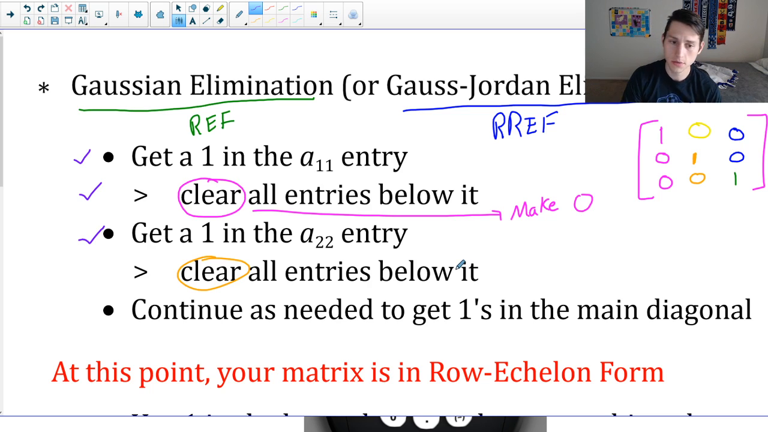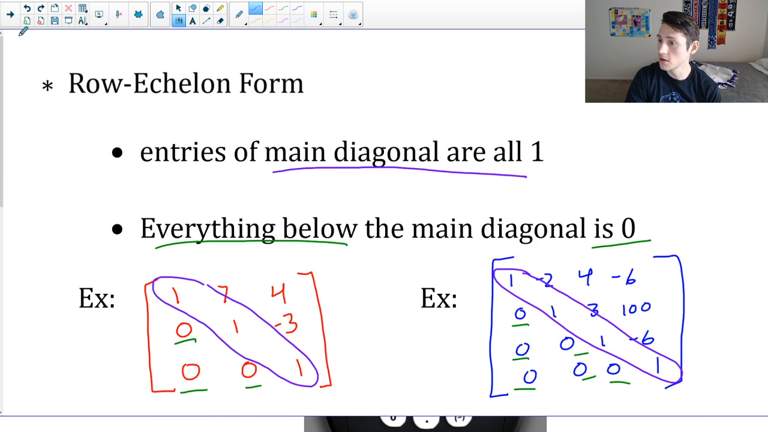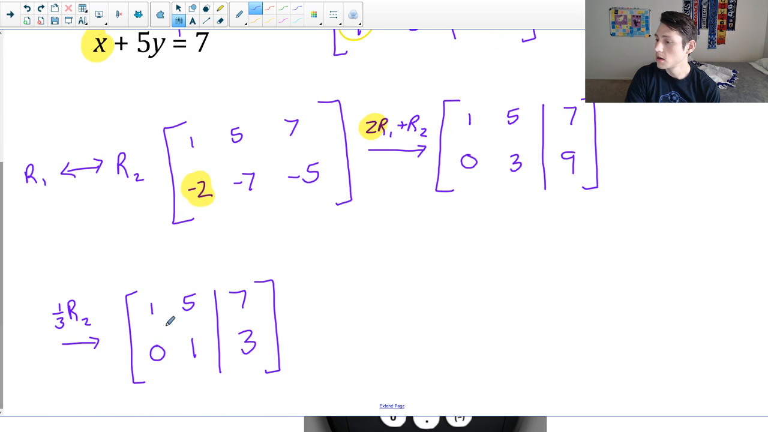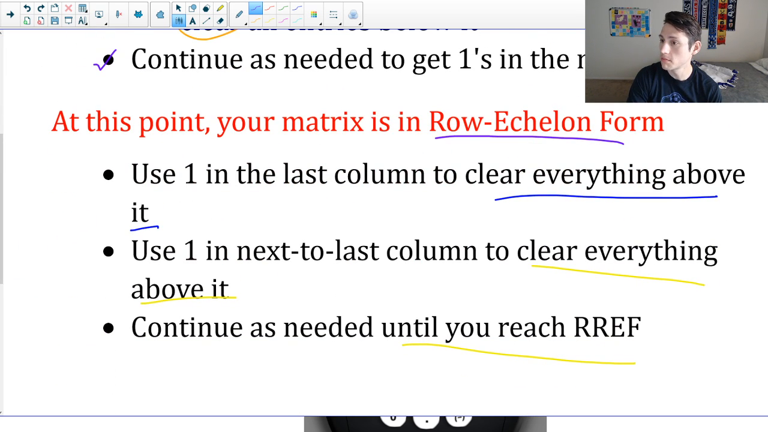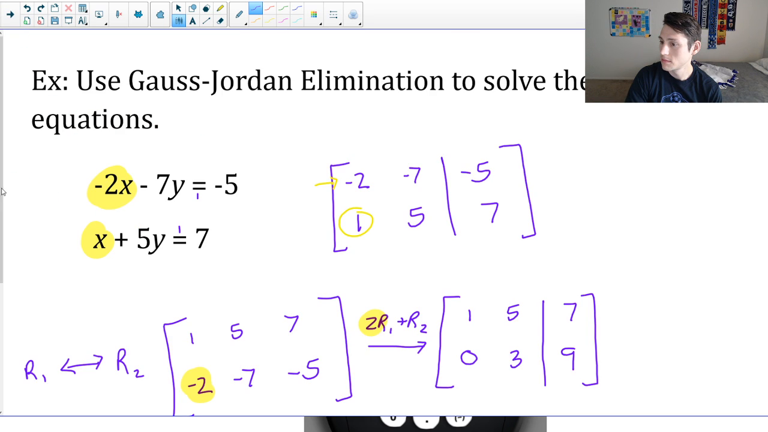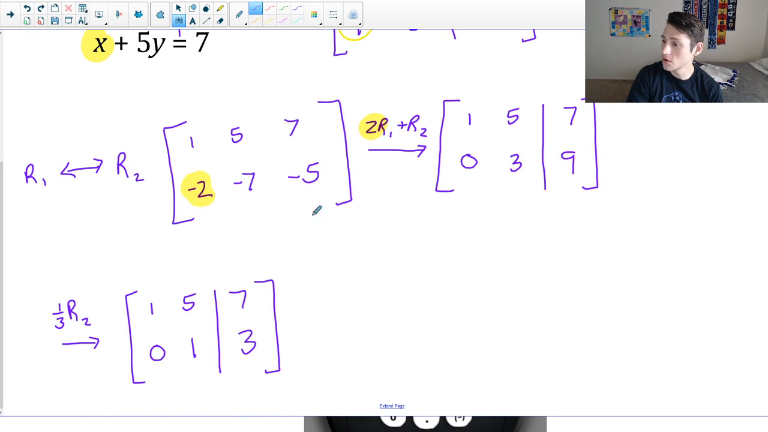So now I want to work backwards. I moved left to right, now I'm going to move right to left, now that I'm trying to clear the stuff above. There's nothing below this 1, so right now I have row echelon form. This matrix is in row echelon form, so now I want to get it into reduced row echelon form by working right to left, clearing the stuff above.